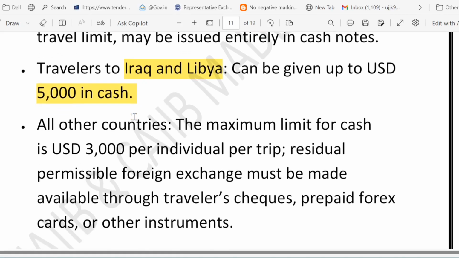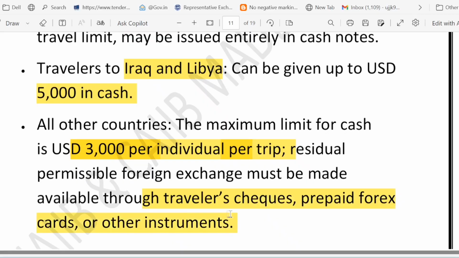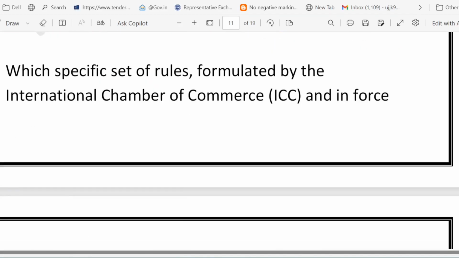And for all other countries, the maximum is $3,000 in cash. The rest must be given by a forex card. Yes, that is the cash: $3,000 in cash. But they can also take extra through traveler's check, prepaid forex card or other instruments. Now friends, let's have a look at the next one.